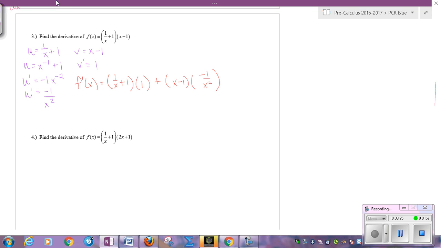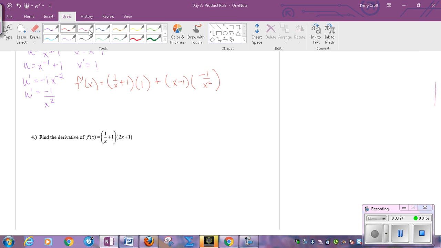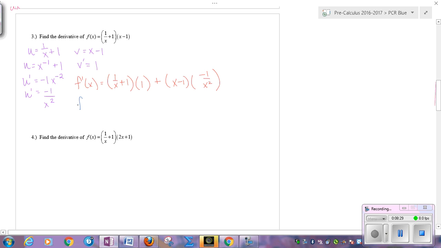Okay, multiplying everything by 1 in that first part. I know, it's a lot of thinking to do at the end of the day. 1 over x plus 1. All right, now I'm going to multiply here. Now, let me just come off to the side for a little bit here.